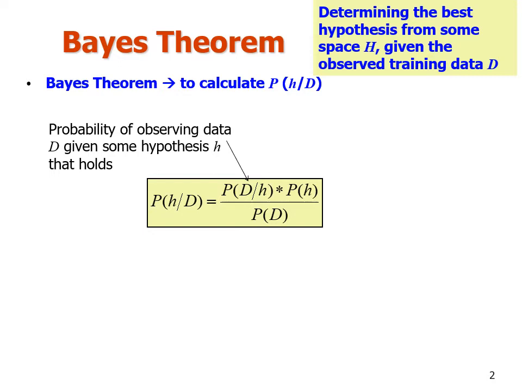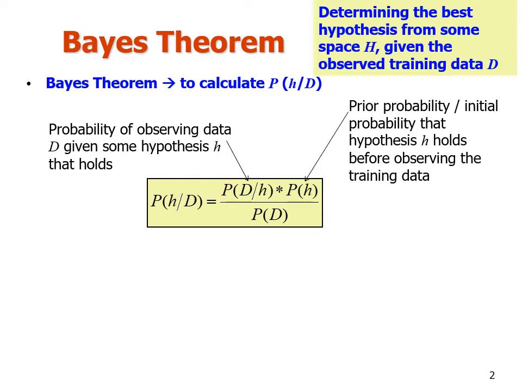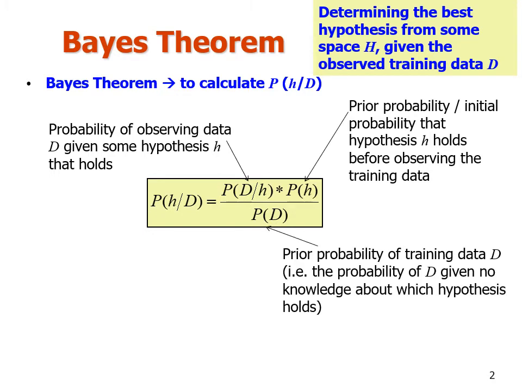Probability of H is the prior probability, or the initial probability that hypothesis H holds before observing the training data. So it gives the probability of the hypothesis prior to observing the training data. What is probability of D? This is the prior probability of training data D. That means the probability of D given no knowledge about which hypothesis holds.